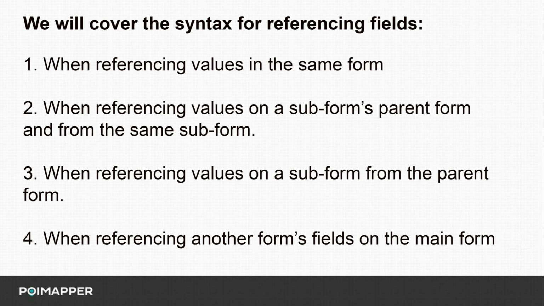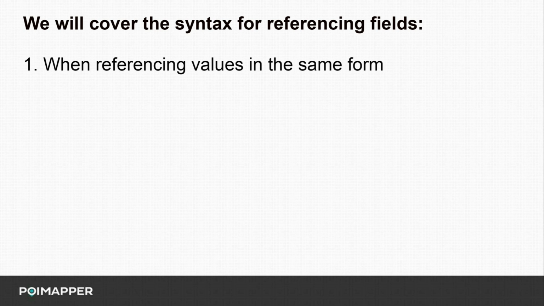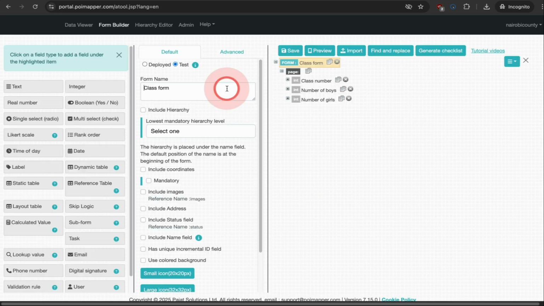When the calculation and the field you want to reference are in the same form, simply use the syntax underscore field reference on the calculation statement. Let's look at an example. We have a predefined class survey form here with integer fields: class number, number of boys, and number of girls.